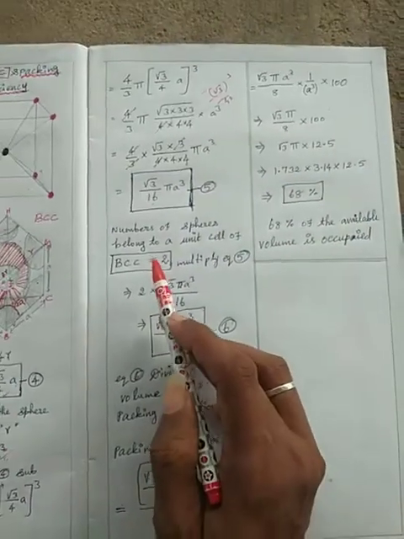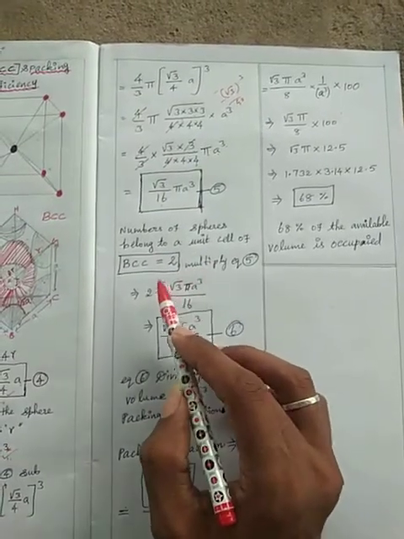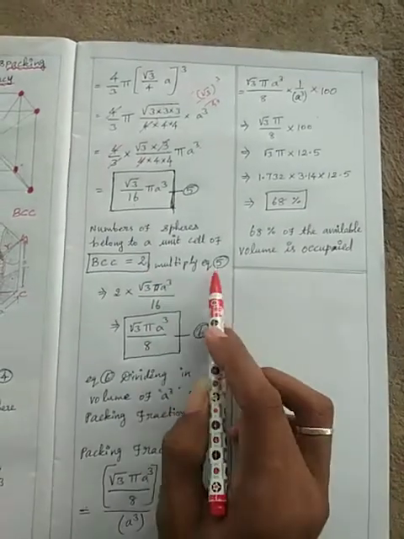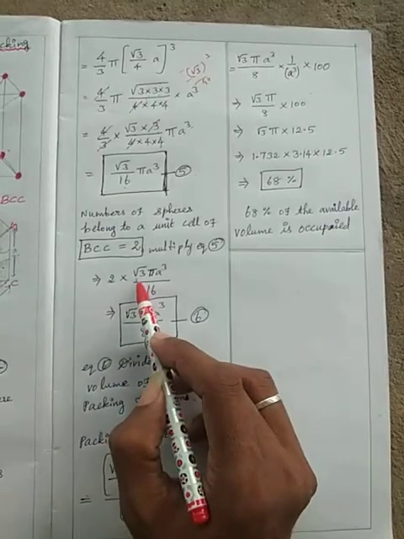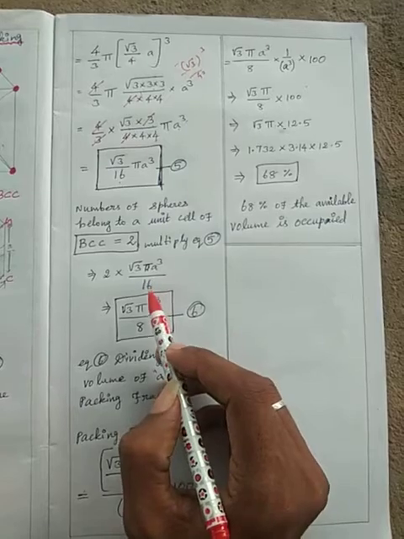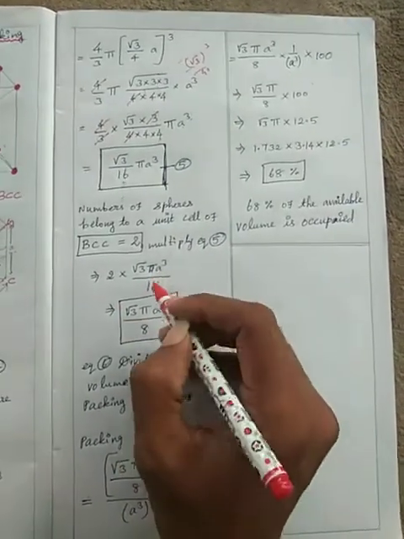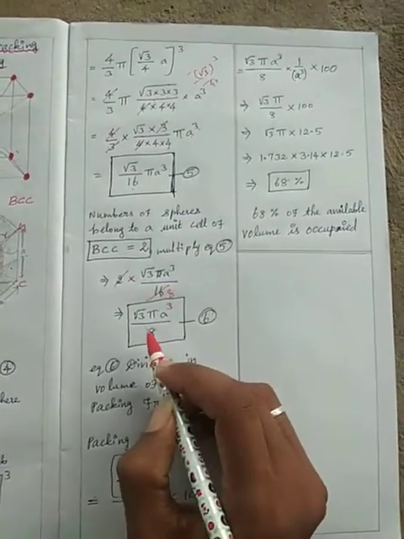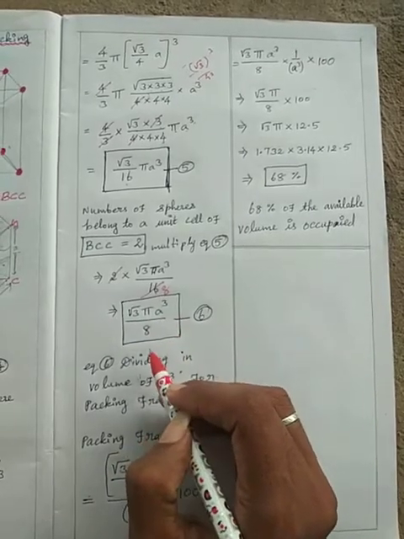So we already calculated the number of atoms in a body centered cubic unit cell is 2. So multiply with the above equation 5. So 2 into root 3 pi a cube divided by 16. So cancel 2 with 8. So the value is root 3 pi a cube divided by 8.